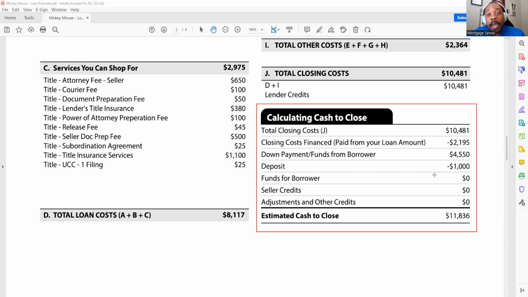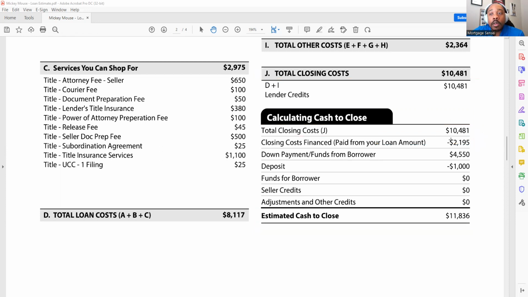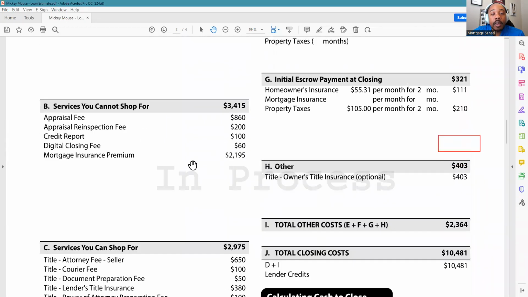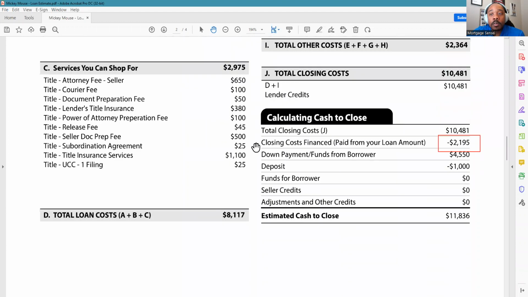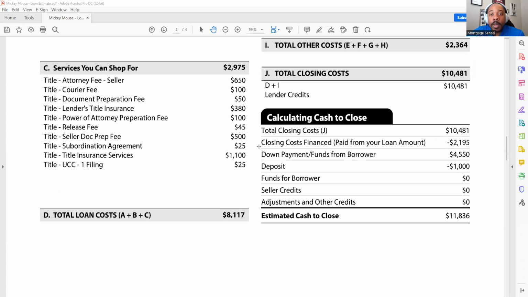Now, when you're looking at the calculating cash to close, it starts to be put in proper perspective. For instance, you have your total closing costs, which is J, which is the same thing we see here, okay? But then we have our financed amount added onto the loan. That's why there's a negative number here. And this negative number of that 2,000 is the same number that's right here, mortgage insurance premium. So we got that 2,000 being reflected. And let me get back here. Okay. And now we have any down payment or funds for the borrower.